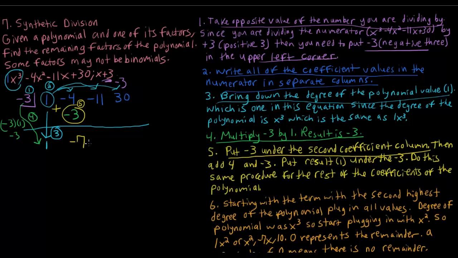And then we keep doing the same procedure. So we take our top left corner value, negative 3, and we multiply it by negative 7, and that's going to give us positive 21. We take that positive 21 and we put it below the third column. So it's negative 11 plus positive 21, which is just 10. Then we do the same thing, 10 times negative 3, which is negative 30. 30 minus 30 is 0.